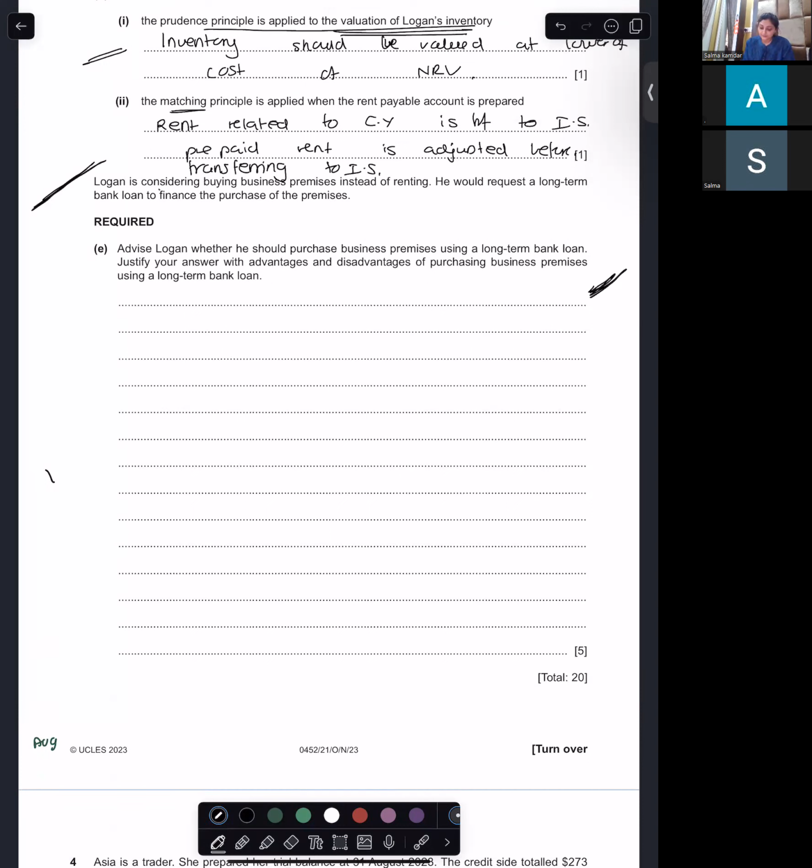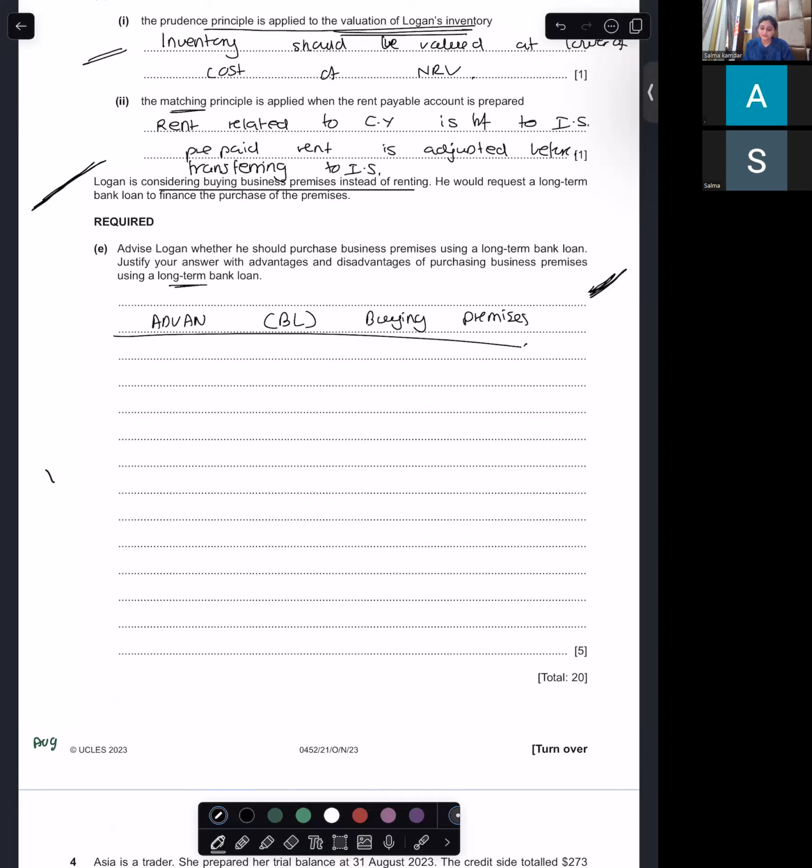Logan is considering buying business premises instead of renting. He would request a long-term bank loan to finance the purchase of the premises. Advise Logan whether he should purchase business premises using a long-term bank loan. Justify your answer with advantages and disadvantages of purchasing business premises using a long-term bank loan. What are the advantages and disadvantages if he takes a bank loan and buys the premises? Advantages. Can you give me advantages?